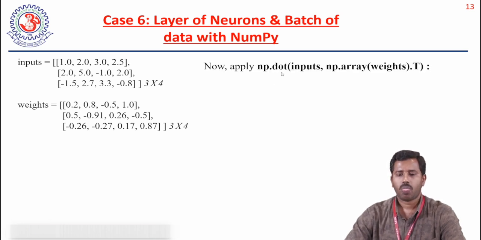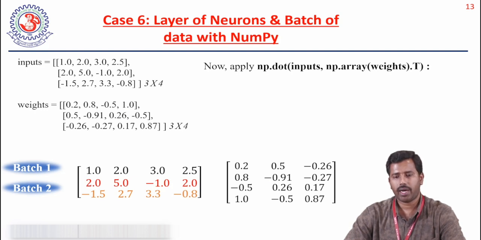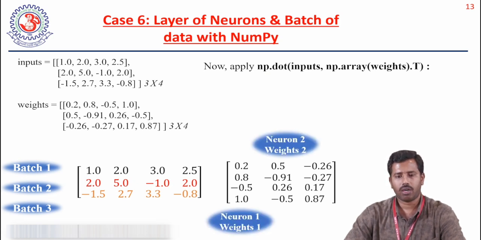This is the main representation: numpy dot, inputs comma, and you have to treat the weight matrix as an array and apply the transpose on it. If you observe, the color notation shows the input also has batches of data. So it is required to make the input data in the form of batches and the weights as a weight matrix. The first row of the input, 1.0, 2.0, 3.0, 2.5, comes under batch 1. 2.0, 5.0, minus 1.0, 2.0 comes under batch 2. Minus 1.5, 2.7, 3.3, minus 0.8 comes under batch 3. These three batches will be applied on every neuron belonging to the weight matrix, where the first column represents neuron 1, weights 1.